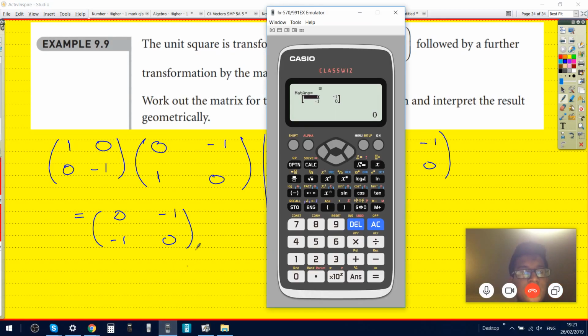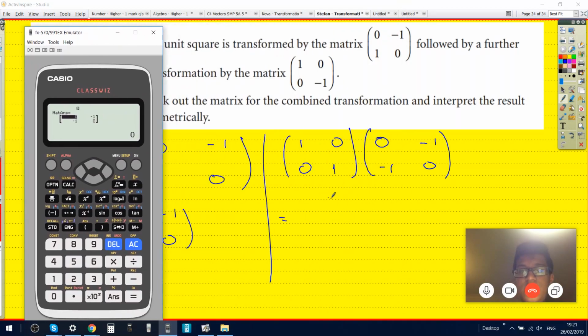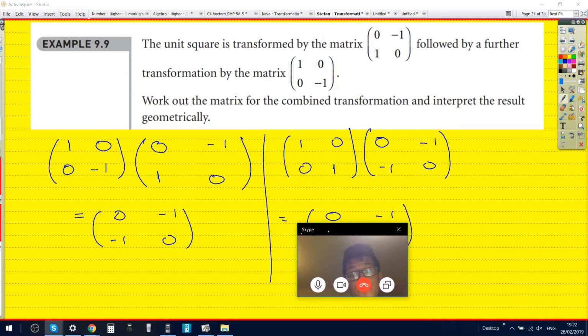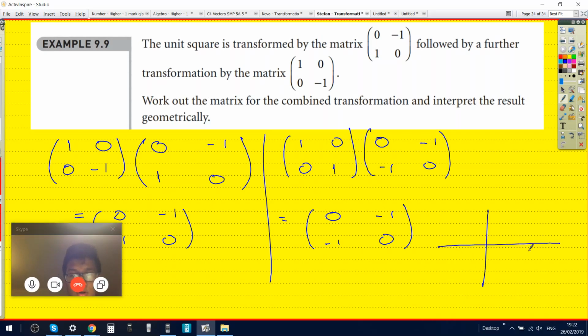Okay, so you get the same thing because whenever you multiply anything by the identity matrix, you get the same. So 0, minus 1, minus 1, 0. Interpret your answer geometrically. Okay, so you've got basically two column vectors, so 0, minus 1, and then minus 1, 0. That could be written as one vector, I think, because you've got two zeros. So you've got minus 1, minus 1. And you could say that that's transformation by vector minus 1, minus 1. So basically that's the B corner.